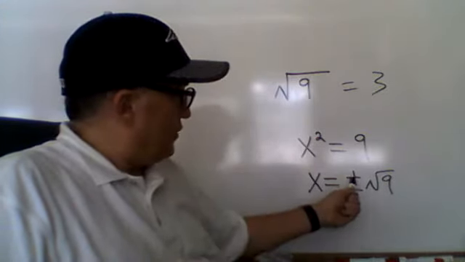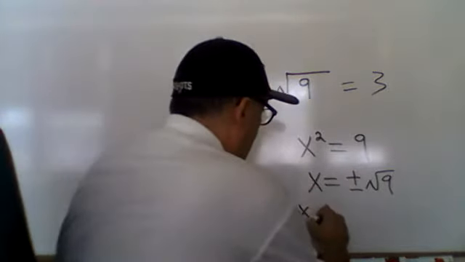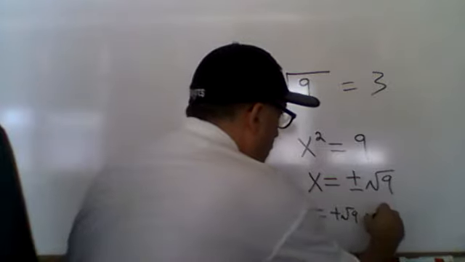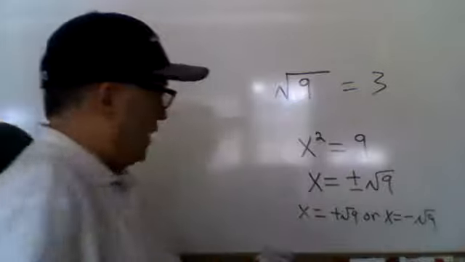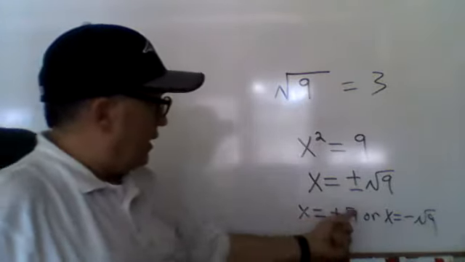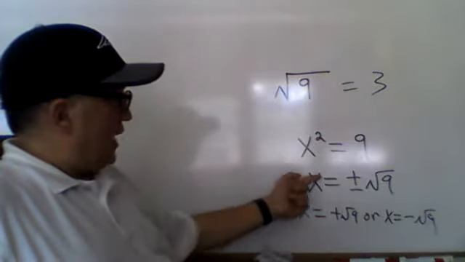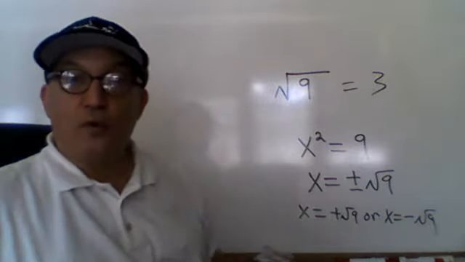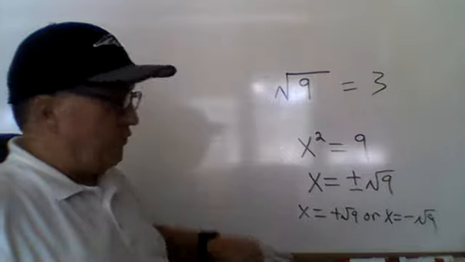So let me write out what this means. This means X equals the positive square root of 9, or X equals the negative square root of 9. You see how much more writing that is? I had to write the X twice. I had to write 2 equal signs. It's simpler to just write it this way: X equals plus or minus the square root of 9. You have to realize that that's referring to 2 numbers. This is saying it more efficiently.